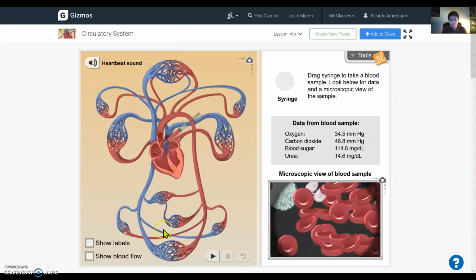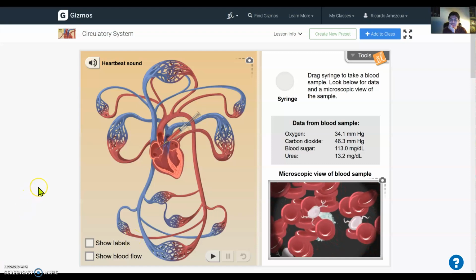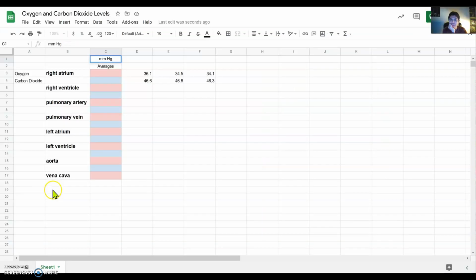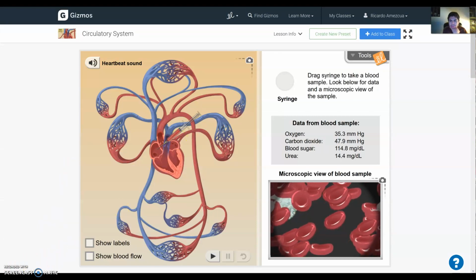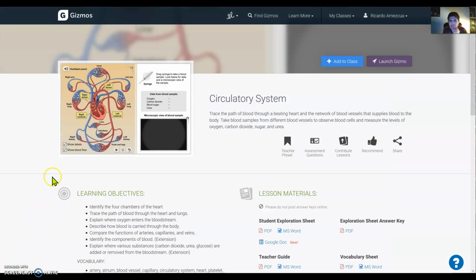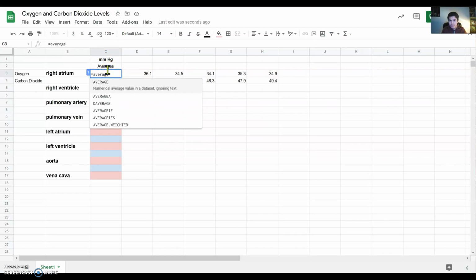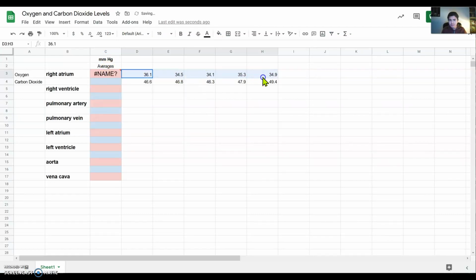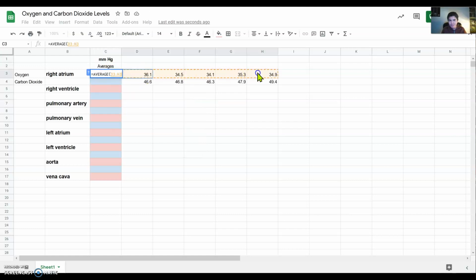So 34.5, 46.8, 34.1, 46.3. Here is our 5th sample. And our last sample, we'll go ahead and put the formula for average and select the range that we want. Did I miss this? Here we go. And then what you can do is click and drag.